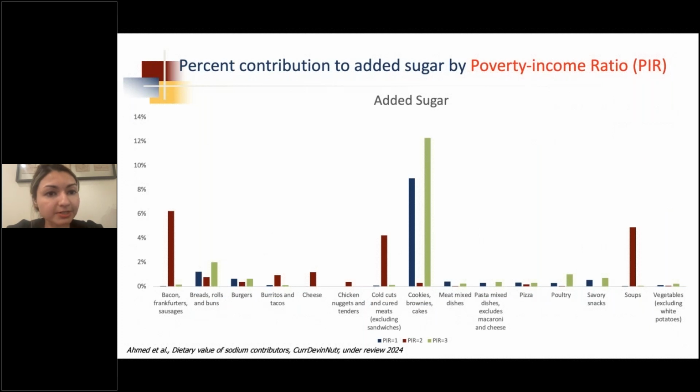Again, this particular slide is showing the percent contribution to added sugar by poverty income ratio of those top sodium contributors. And you can see that middle income households derived more added sugars, perhaps from bacon, frankfurters, and sausages, as well as from cold cuts, as well as from soups compared to other income groups.